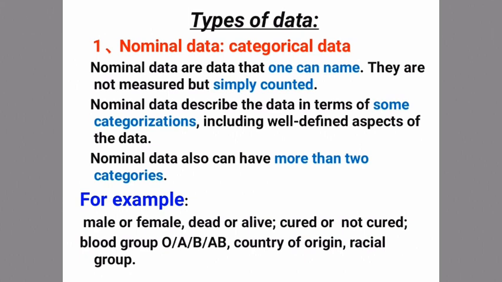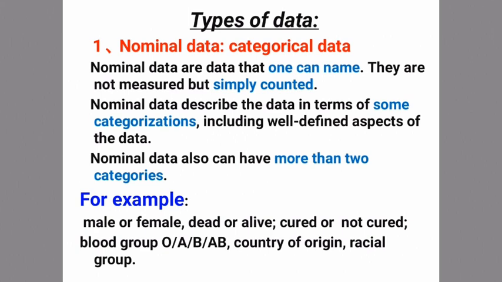What is nominal data? Which type of data is nominal data? Nominal data are data that one can name. They are not measured, but simply counted. Nominal data describe the data in terms of some categorizations, including well-defined aspects of the data. For example, the gender. There are 2 categories, male or female.